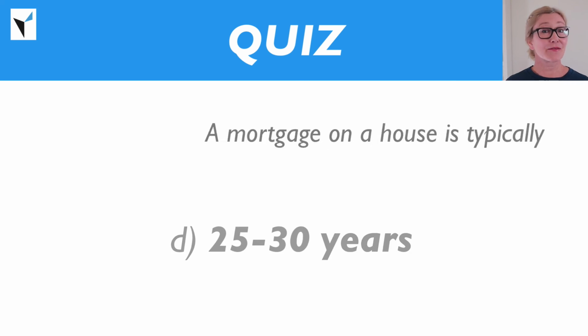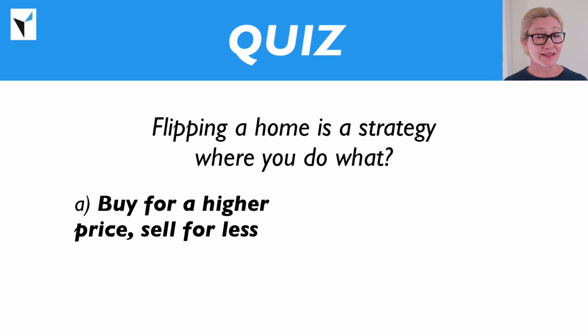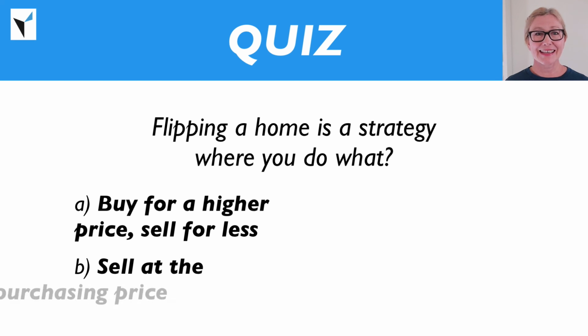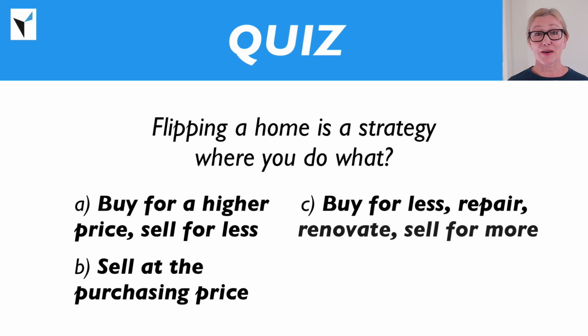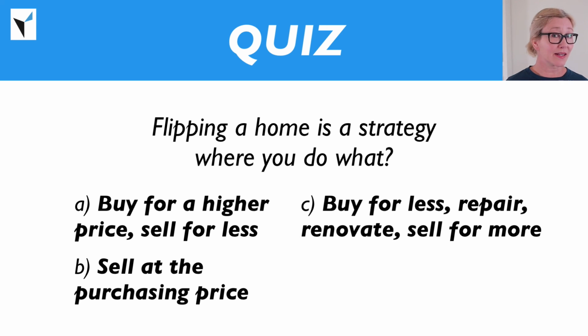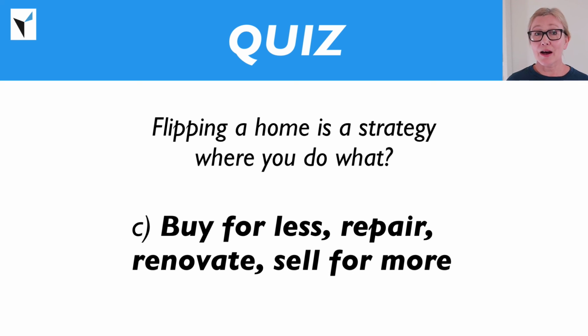Question 4. Flipping a home is a strategy where you do what? A. Buy a house for a higher price and sell it for less. B. Sell a house for the price at which you bought it. C. Buy a house for less, repair and renovate it and sell it for more. Or D. Lease a house to someone to generate cash flow each month. And the correct answer is C. If you flip a house, that means you buy it for less, repair and renovate it, and sell it for more.